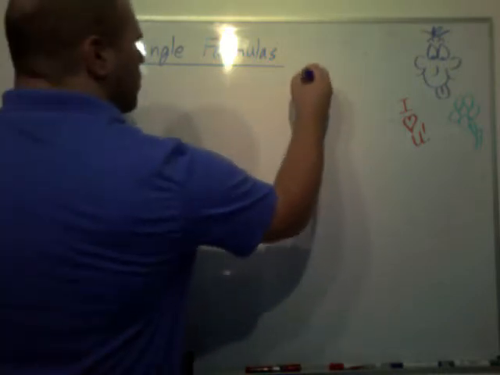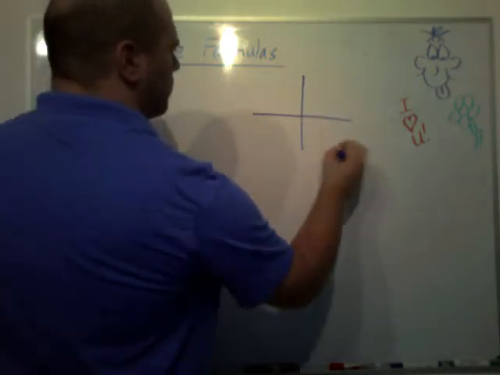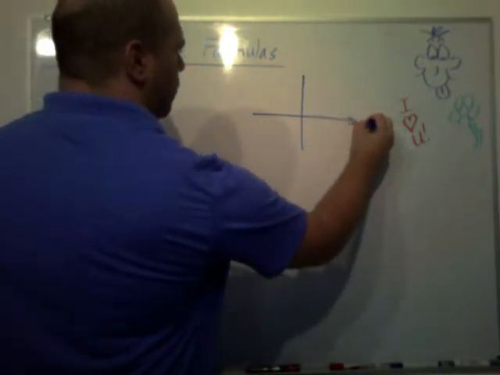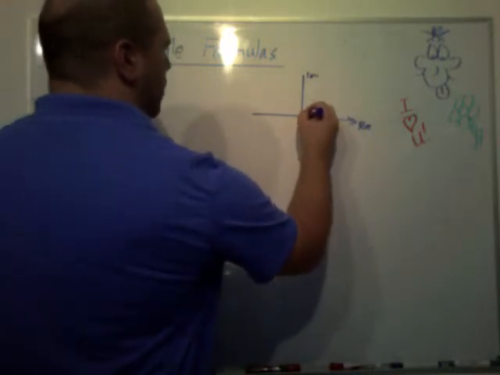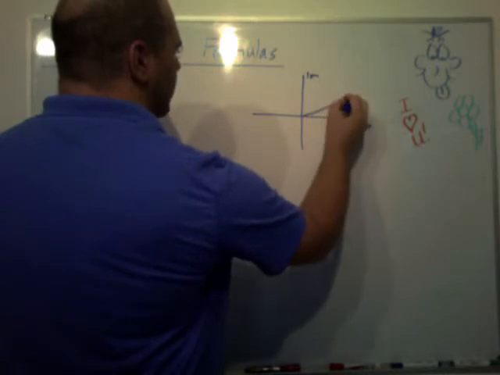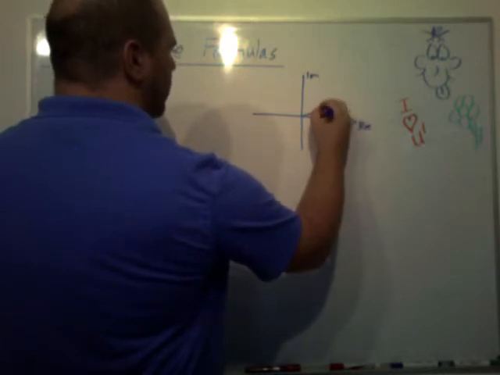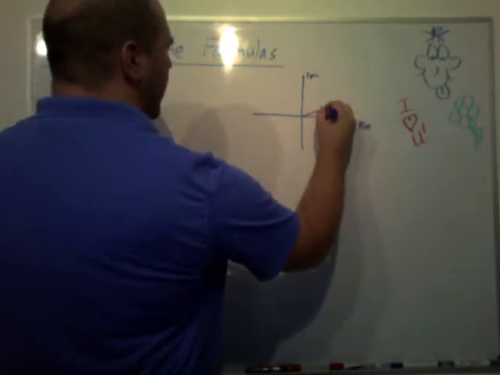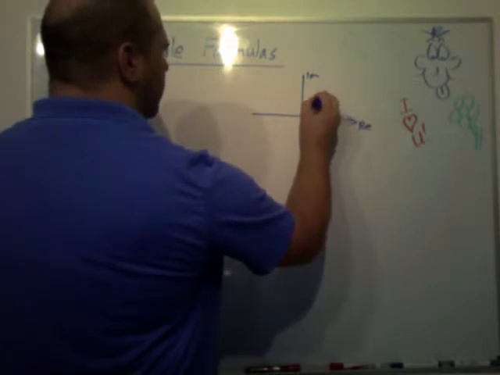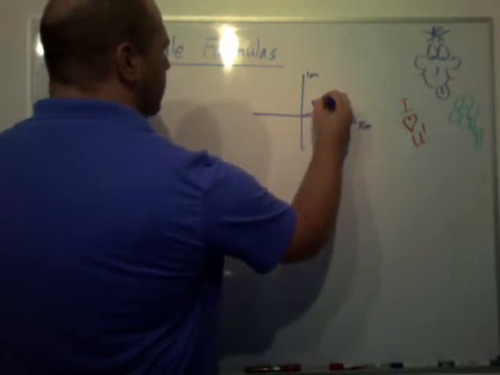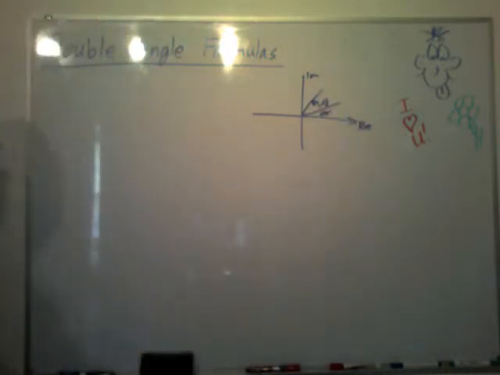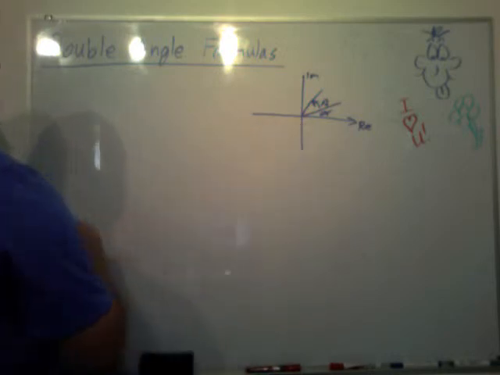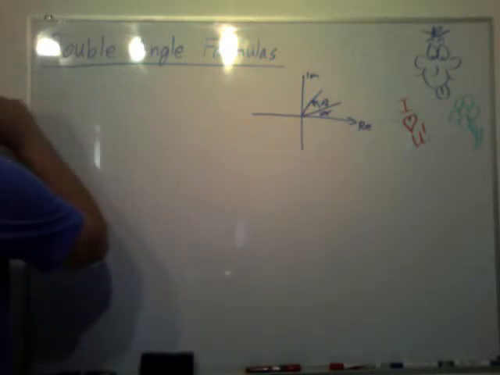What we do is we consider, here's your real axis and here's your imaginary axis, right? We consider a line of length 1, where you have your angle alpha here, and we want to rotate it through an additional angle beta. So it's now up here, right? And so we take this line.